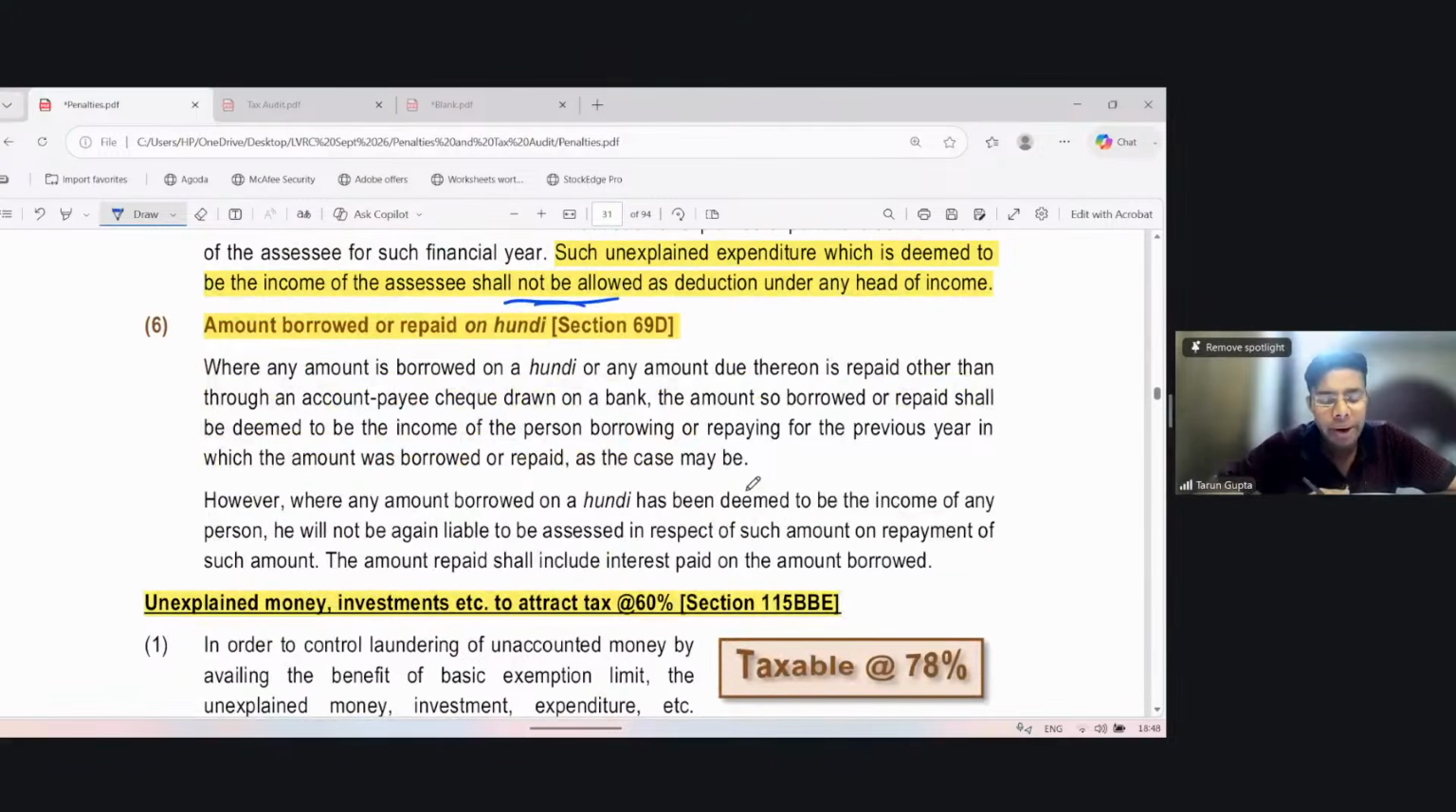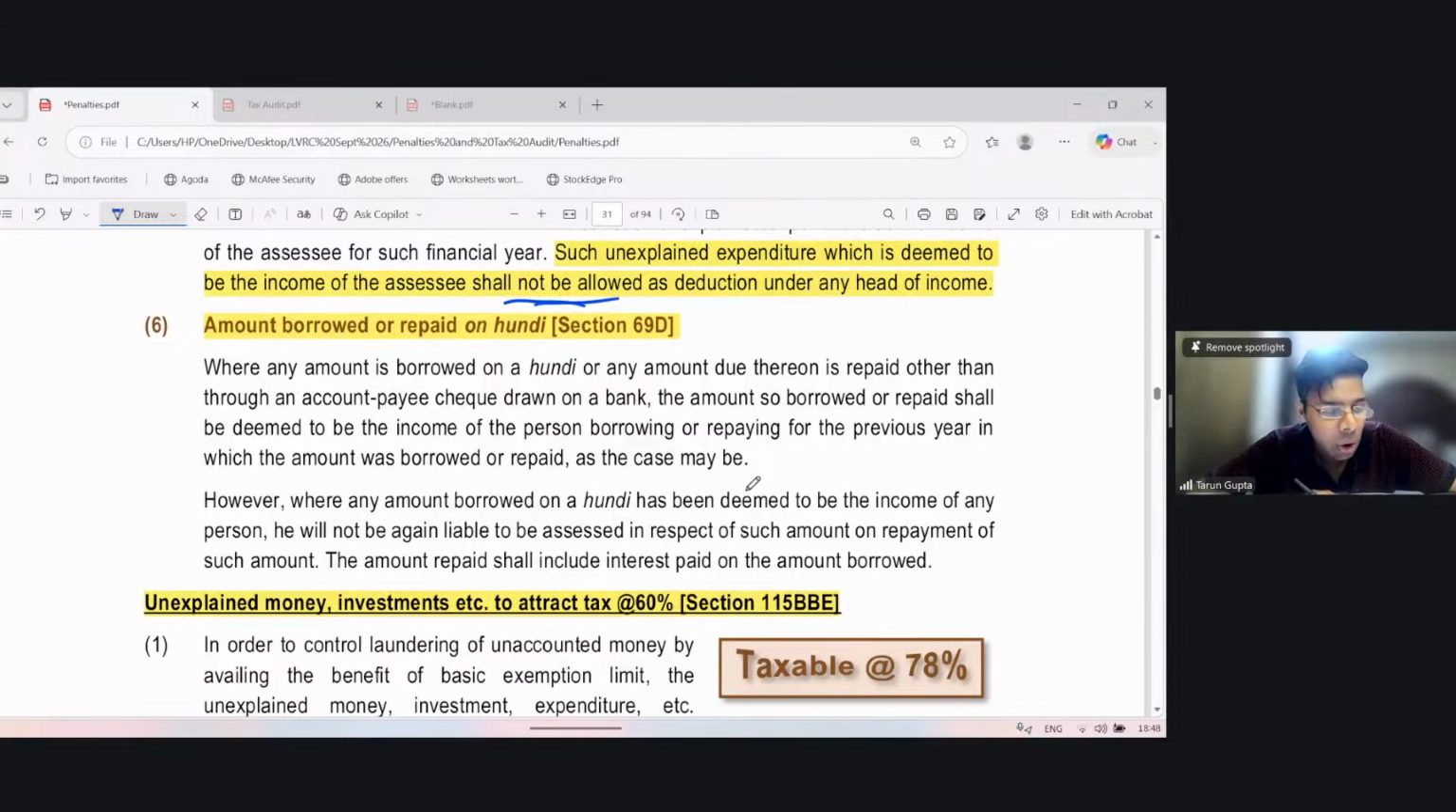Amount borrowed or repaid on hundi, section 69D. So if you have borrowed or repaid any amount on hundi, then the amounts so borrowed or repaid, as the case may be, are treated as income. But if the amount is once treated as income at the time of borrowing, then at the time of repayment, it shall not again be treated as income.